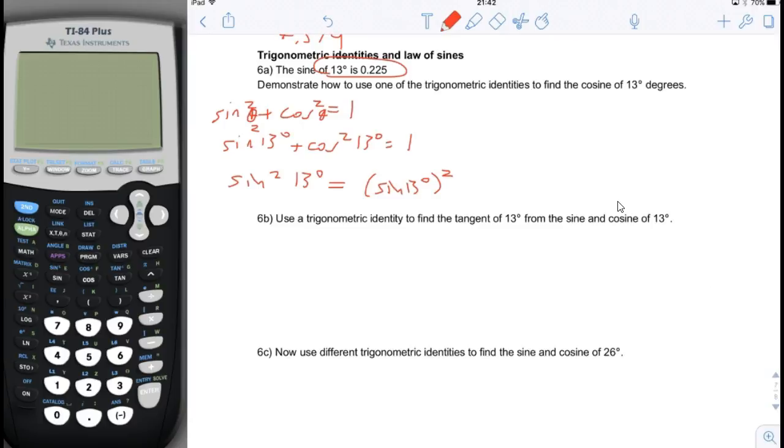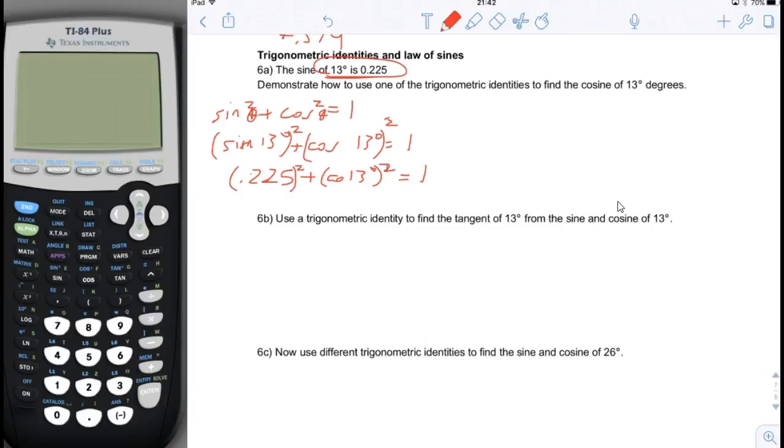So maybe what I'll do is, for now, I'm going to write it that way because maybe everybody will understand that way. But get used to it because in math, normally the squared is put after the sine or cosine, and that means the output of sine or cosine is going to be squared. So we know that the sine of 13 degrees is 0.225, so we're going to substitute that in. We don't know what the cosine of 13 degrees is, and we want to find out. And we know that adding the two together gives us 1.